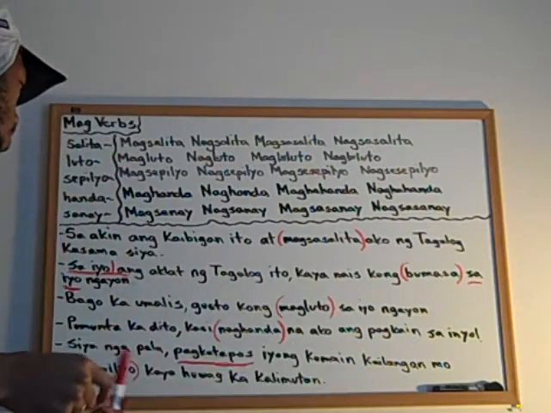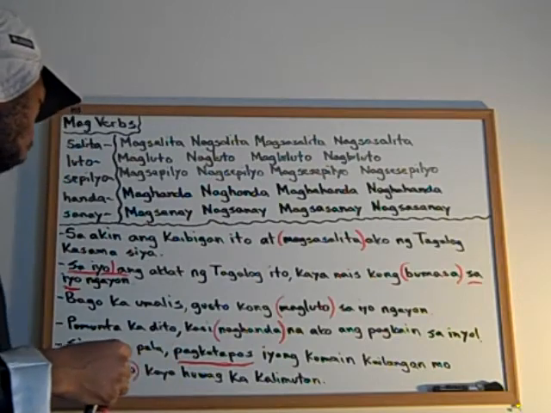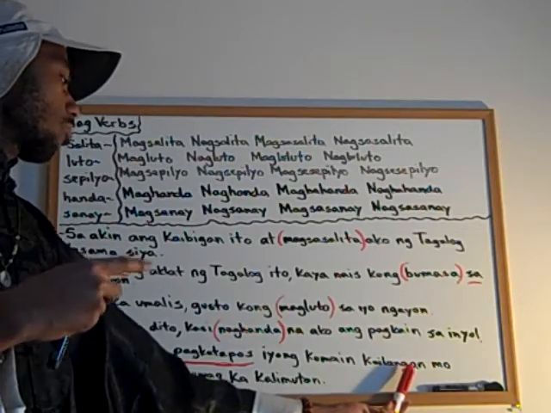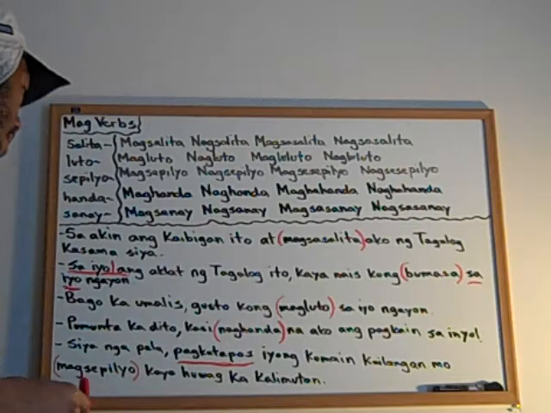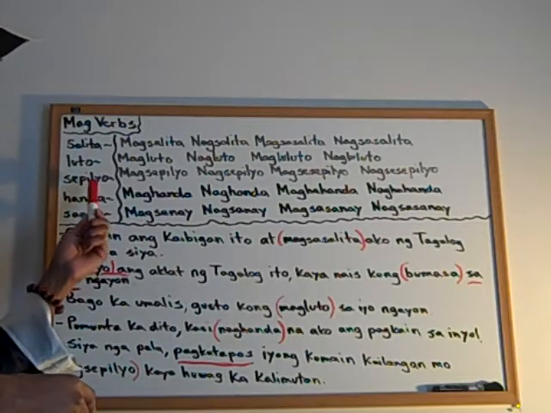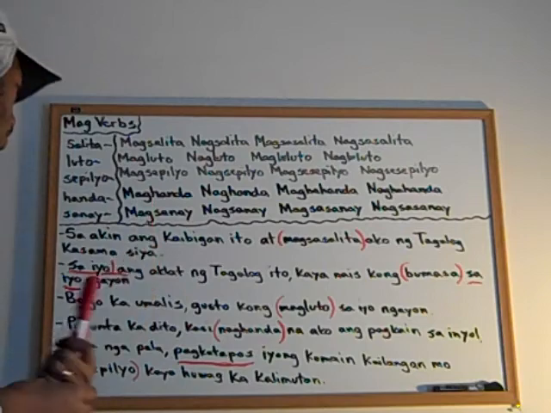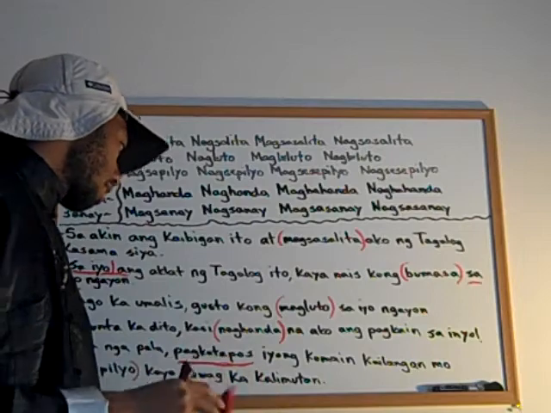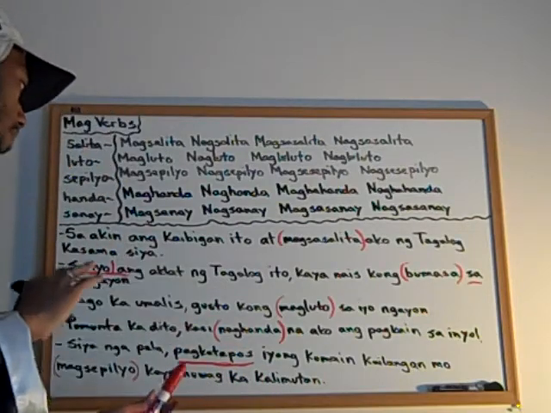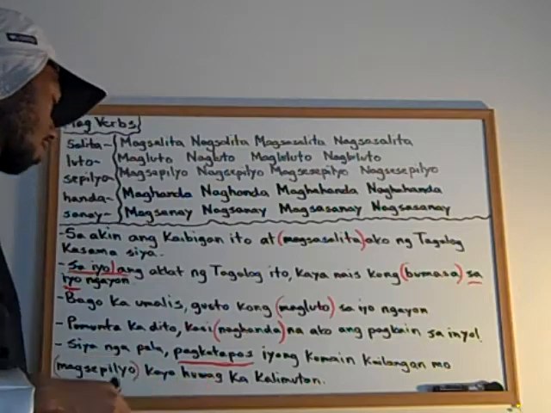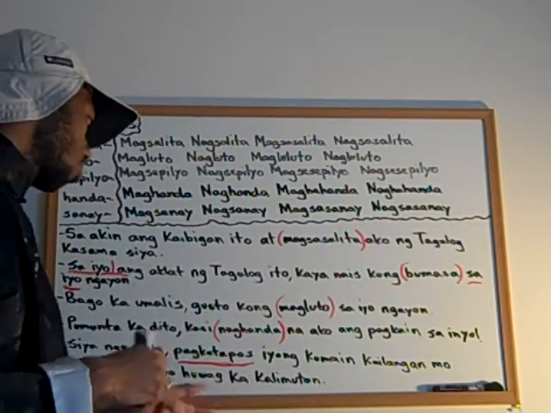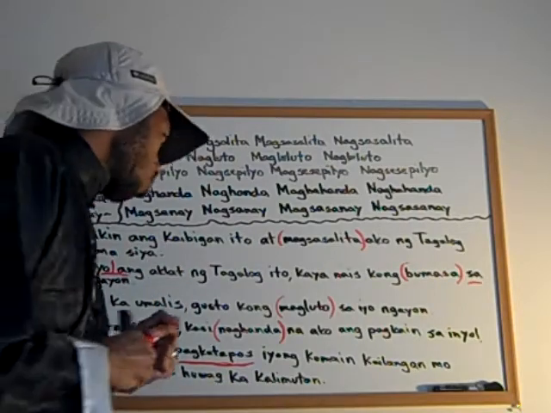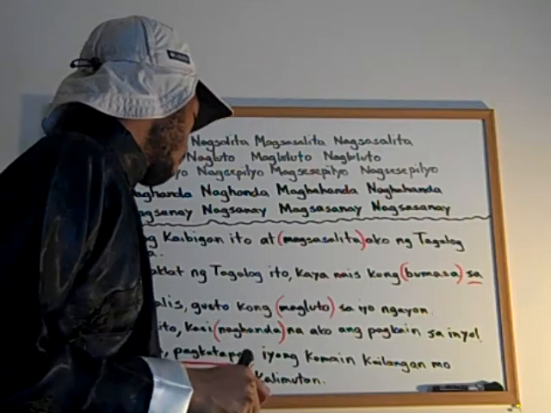Kailangan mo, you have to magsepilyo. You have to brush your teeth. See, this is something that you have to do because kailangan means have to or need, mo, you. Magsepilyo is the infinitive of to brush the teeth. So sepilyo, magsepilyo. Kaya, therefore, huwag ka kalimutan. Don't forget. So huwag is a command, like don't do this or don't do that. Don't you. Huwag ka kalimutan. Kalimutan means to forget. Alright?